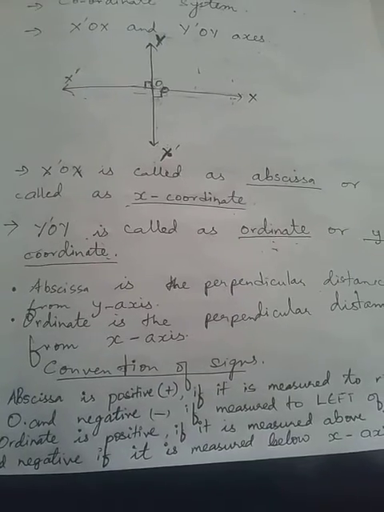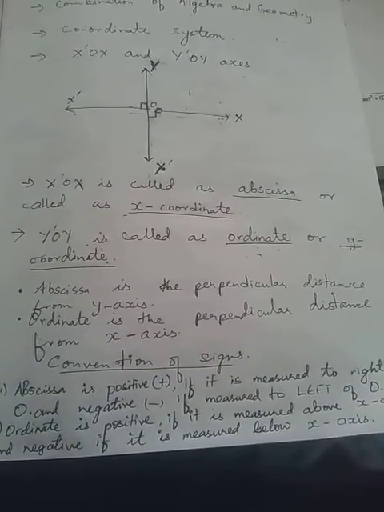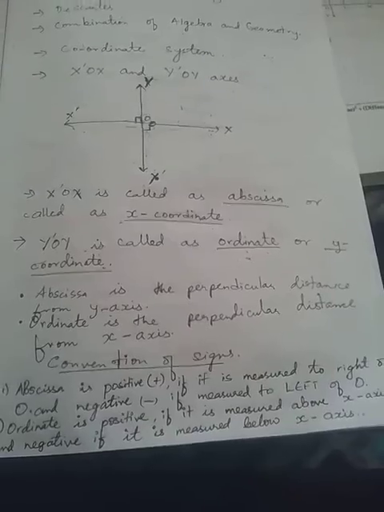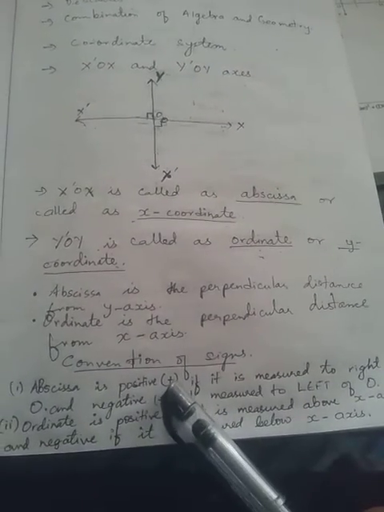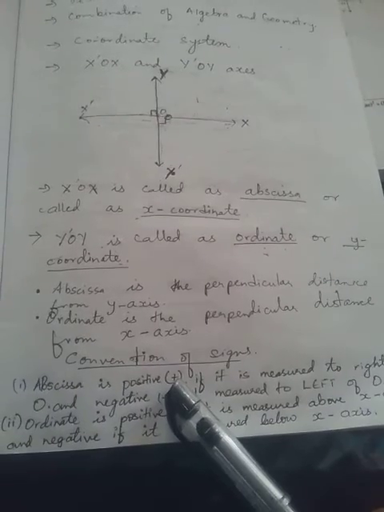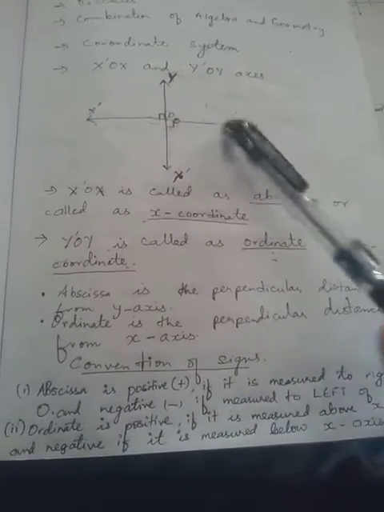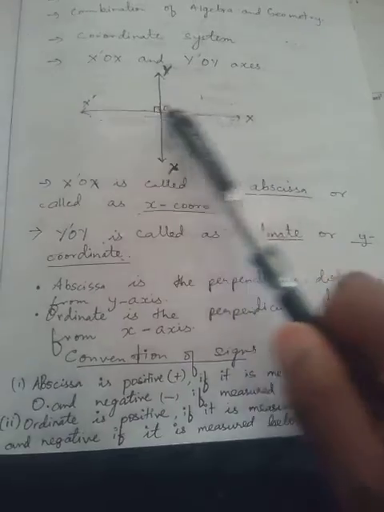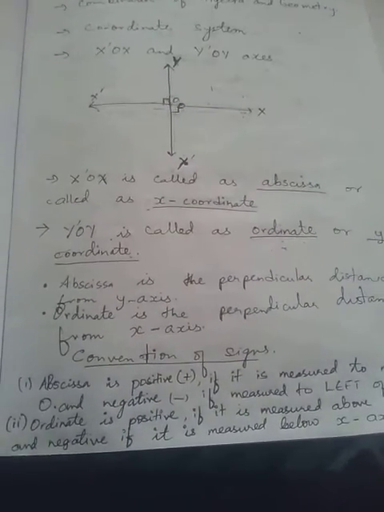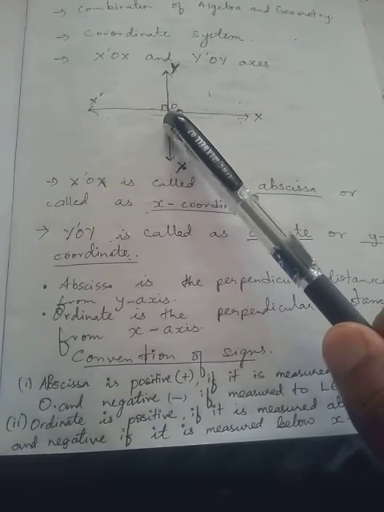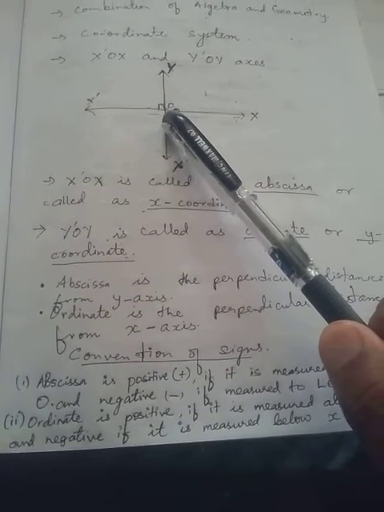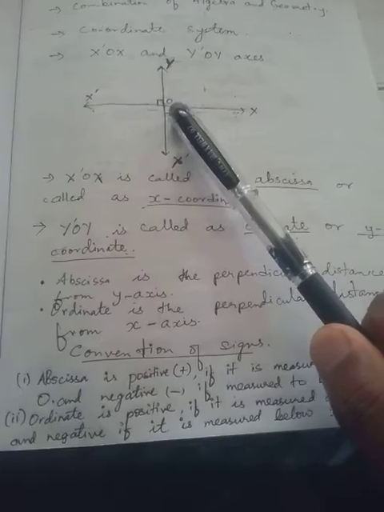Okay, so now we will see the sign conventions. The sign convention says that the abscissa is positive. By now you know what abscissa is already, right? It is the x-axis, also called the abscissa. When we measure the abscissa from the center, what is the center called? The center is called the origin, or the point of origin.